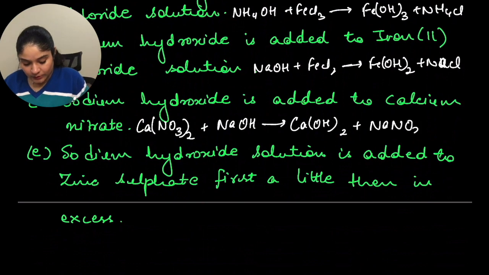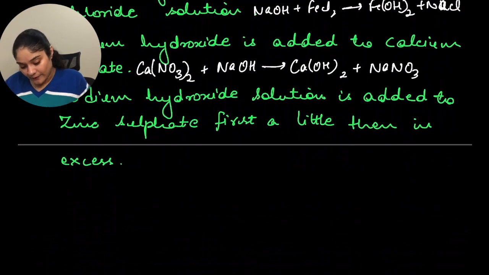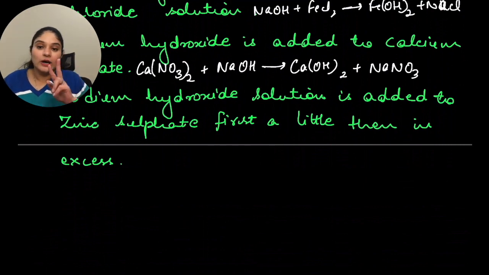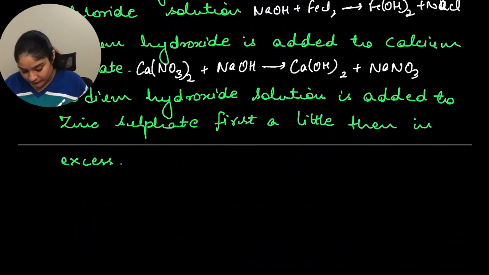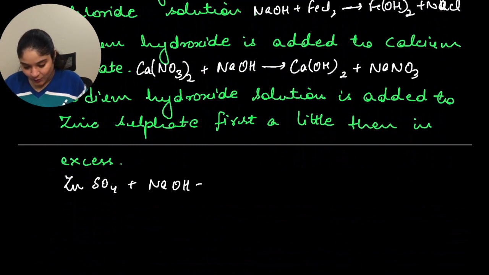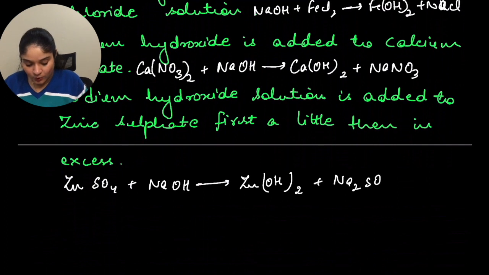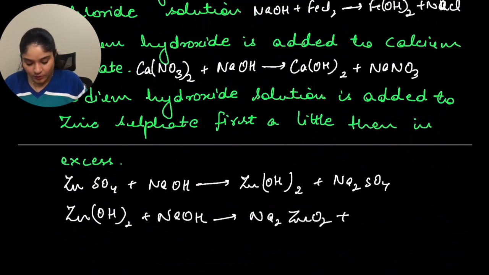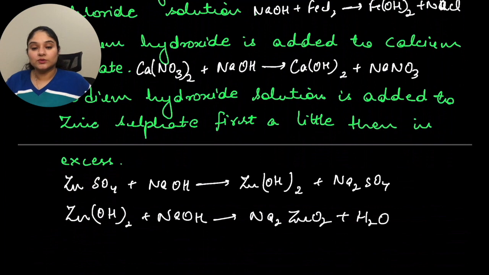Now the next is, you have sodium hydroxide solution added to zinc sulfate, first a little and then in excess. So you have to give two equations in this one. So first in little and then in excess. So zinc sulfate ZnSO4 plus NaOH will give you Zn(OH)2 plus Na2SO4. Then you have it in excess. So Zn(OH)2 plus NaOH, which will give you Na2ZnO2 plus H2O.